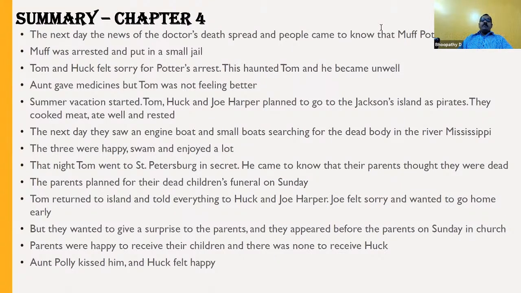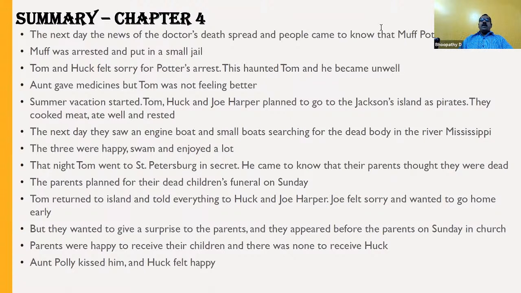Tom was happy. Tom and Joe went to the river, swam, and enjoyed. They fished. It was a happy day for them. For some time they were happy. And Huck also joined. They planned to go to Jobson's Island as pirates. So it was the plan.